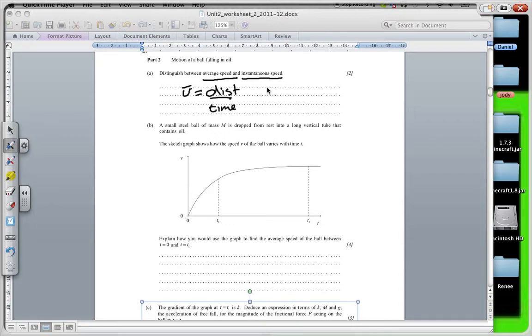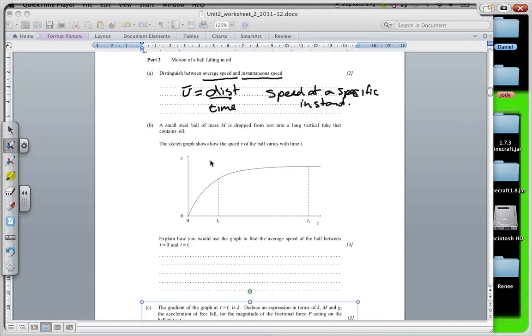Now your instantaneous speed is the speed in a given instant. So instantaneous, in an instant. So it's the speed at a specific instant.